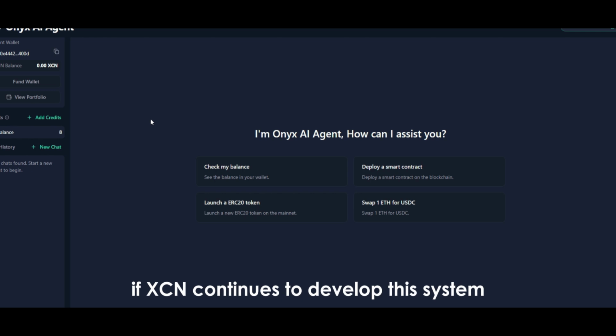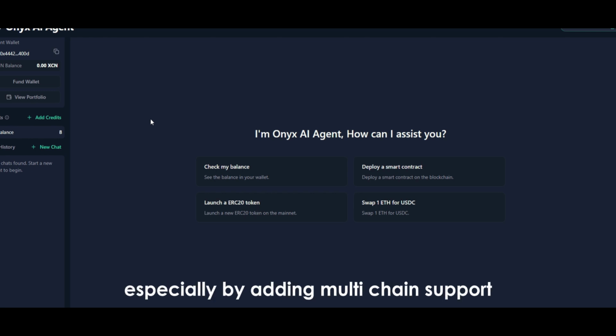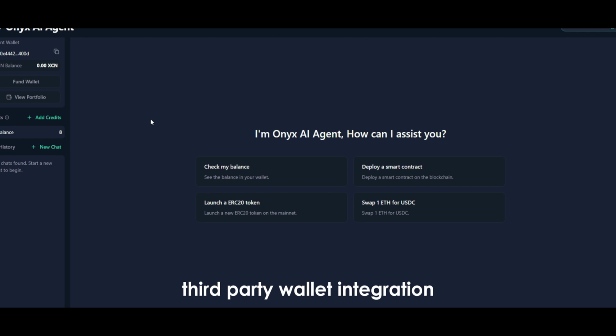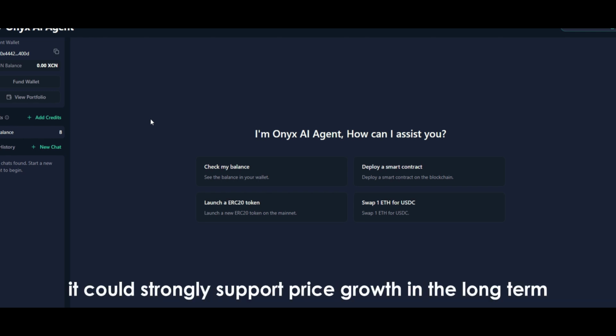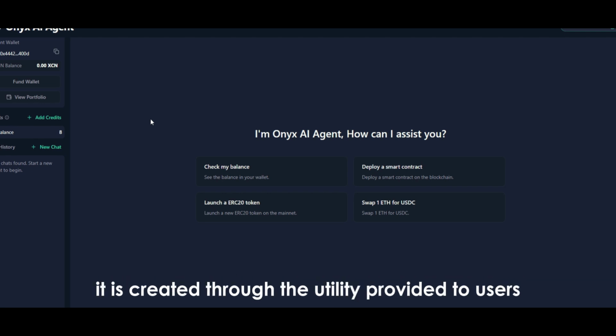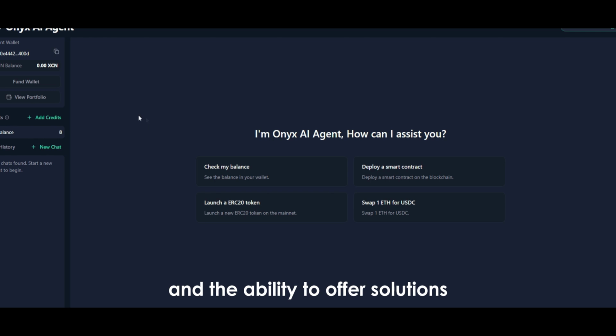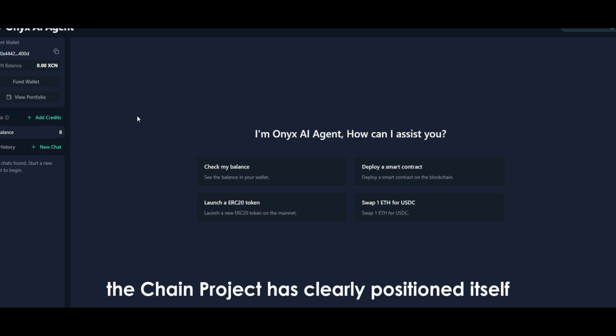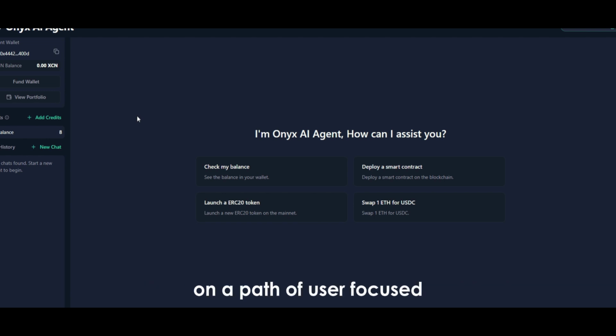If Xcn continues to develop this system, especially by adding multi-chain support, third-party wallet integration, and AI-based investment analysis, it could strongly support price growth in the long term. Because real value is not created by speculation alone, it is created through the utility provided to users and the ability to offer solutions within the ecosystem. With this move, the chain project has clearly positioned itself on a path of user-focused, innovative, and tech-driven growth.